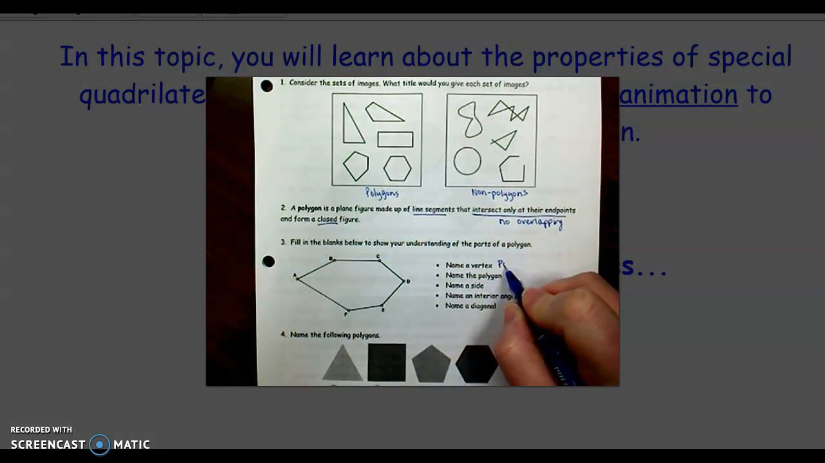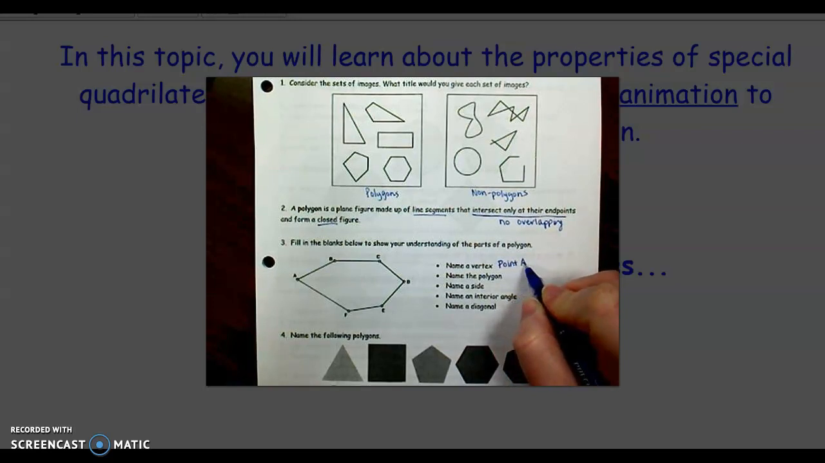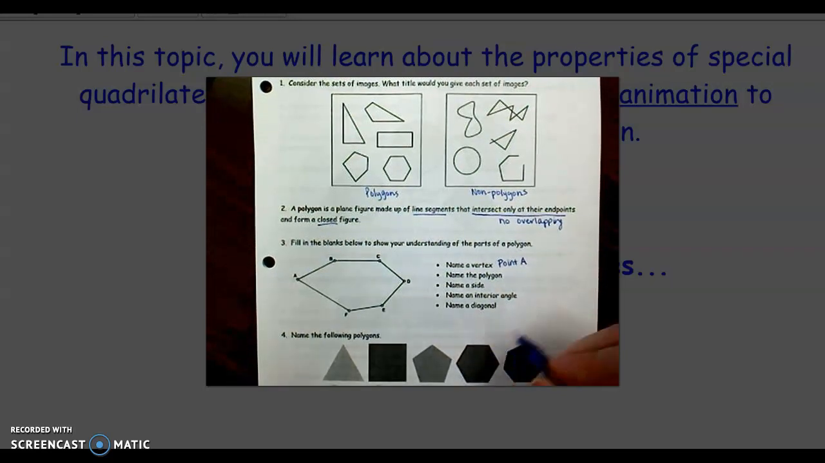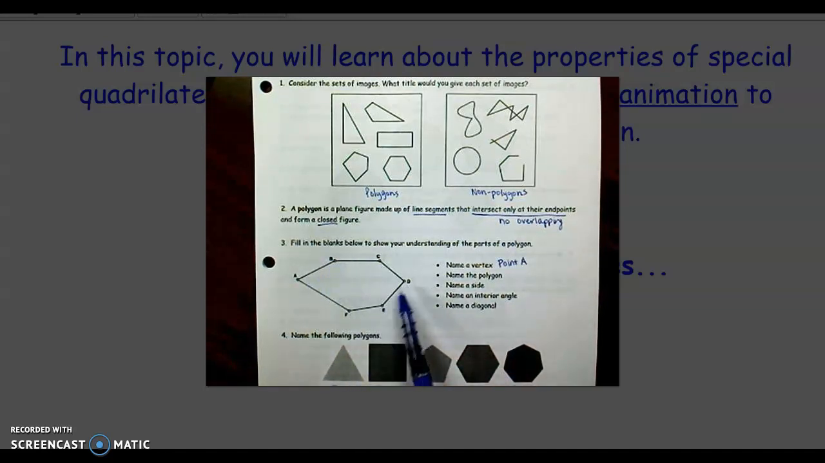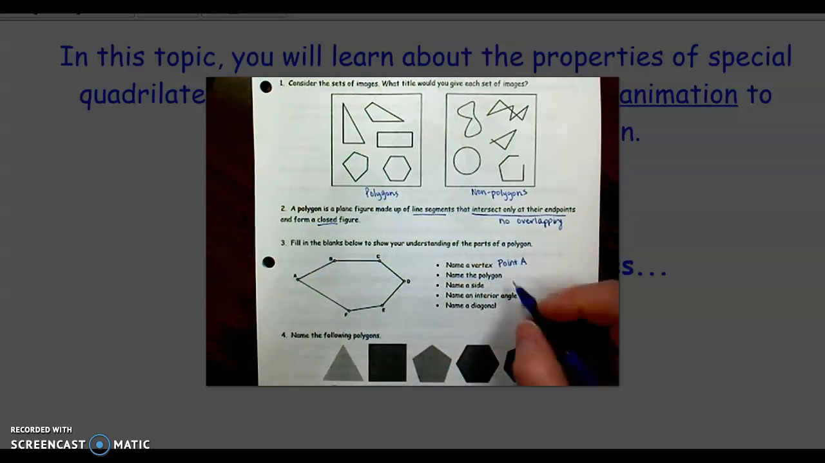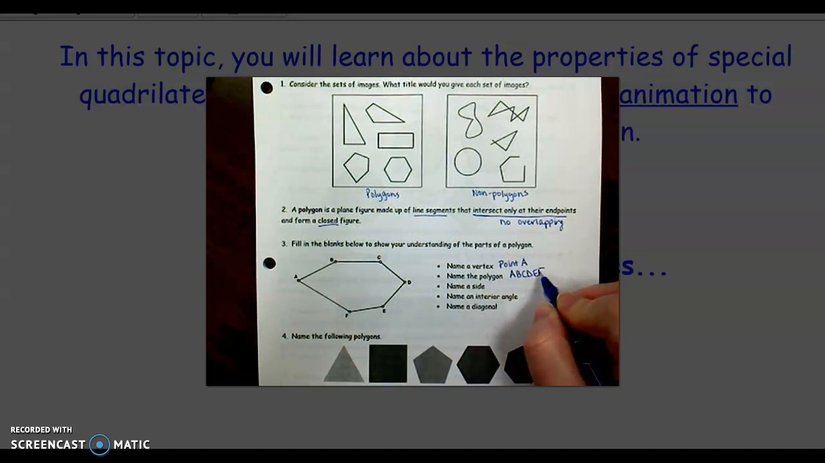So the vertices are just points. So point A is a vertex. Naming the polygon, you just name them in a consecutive order. It doesn't matter which point you start with or which direction you go. You just have to be consistent. So you couldn't name it A, D, B, E, F, C, like all over the place. If you start with A and your next letter is B, then you have to continue along in that same order. So I'm just going to name this A, B, C, D, E, F.